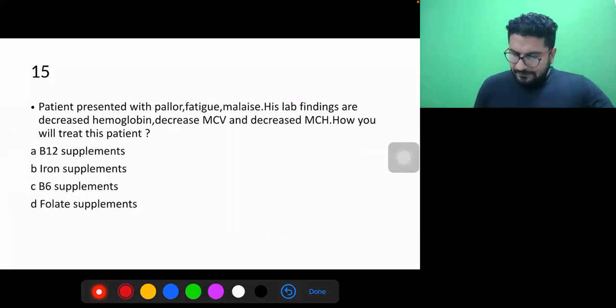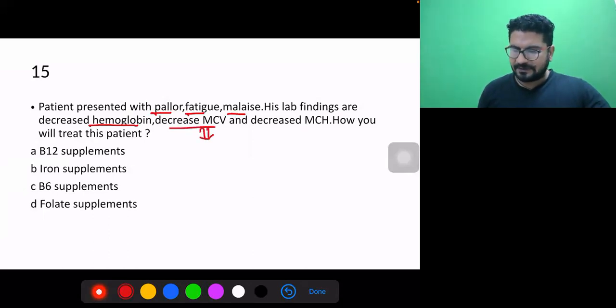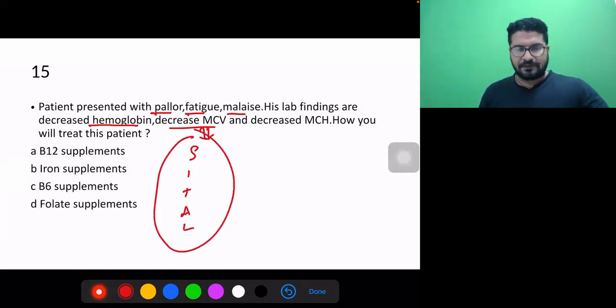Patient presented with pallor means anemia, fatigue, malaise. So all these are features of anemia. Lab findings are decreased hemoglobin. So again, the patient is clearly telling you that he is having some kind of anemia. There will be decrease in MCV. So understand this, the clear-cut index: decreased MCV means it is "Sheetal", and Sheetal means sideroblastic. Sideroblastic, iron deficiency, thalassemia, anemia of chronic disease, and lead poisoning.